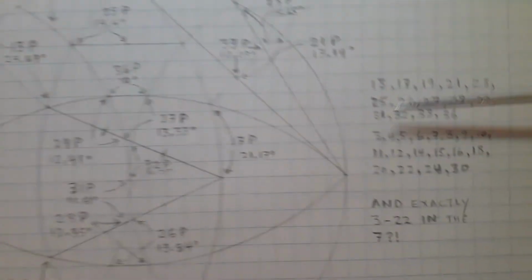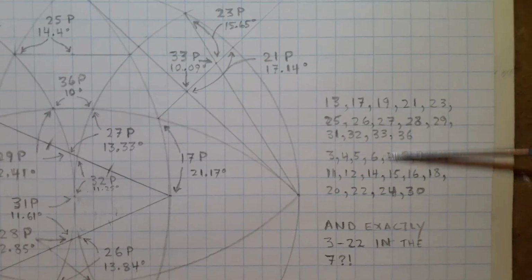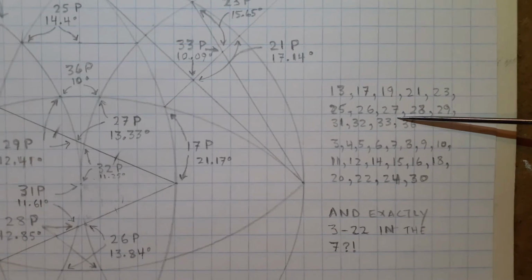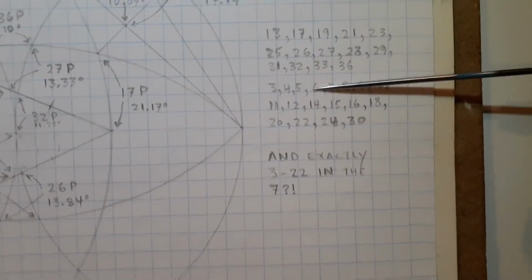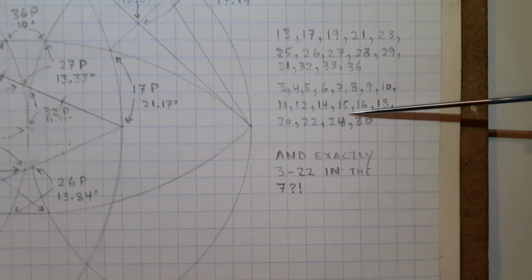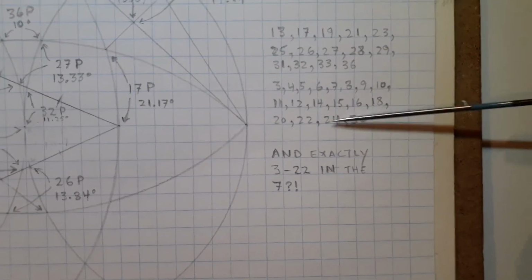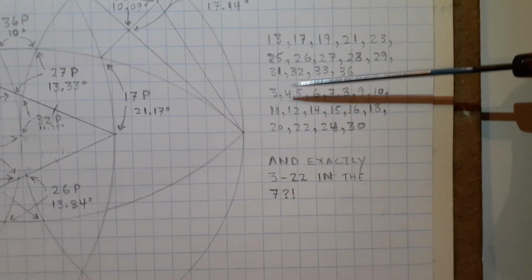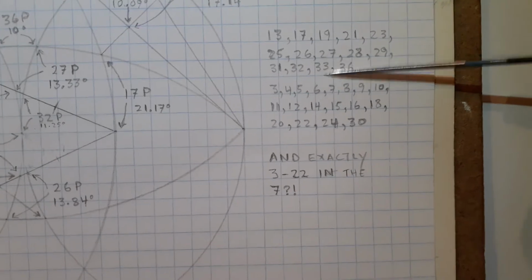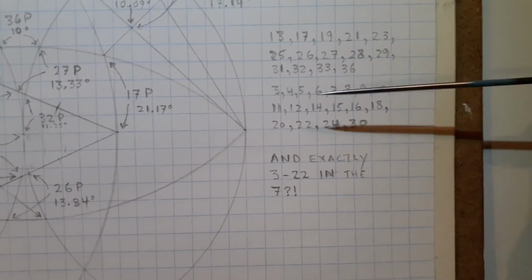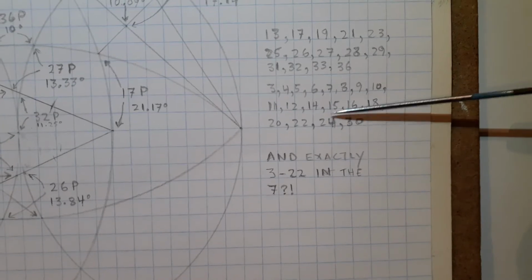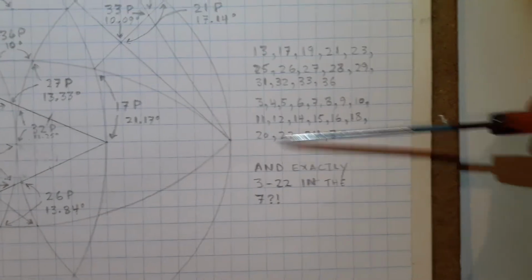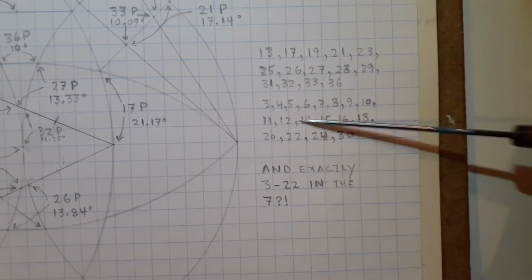So for all the missing ones, I went and found the ones that I had not found. And these are the ones that I found and that are already known, and that most people know how to get, some of these, most of these. The 3, 4, 5, 6, 7, 8, 9, 10, 11, 12, 14, 15, 16, 18, 20, 22, 24, 30. So all those points of circles.